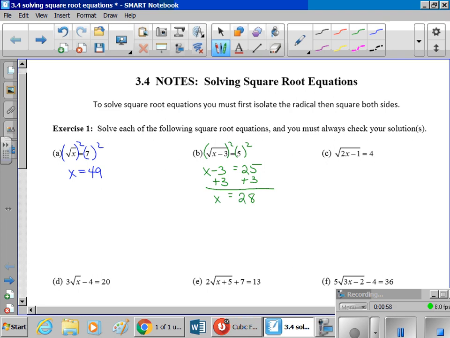Continuing with this same thought, square both sides, and we get 2x minus 1 is equal to 16. Add 1 to both sides. 2x is equal to 17. Divide both sides by 2. X is 17 divided by 2.